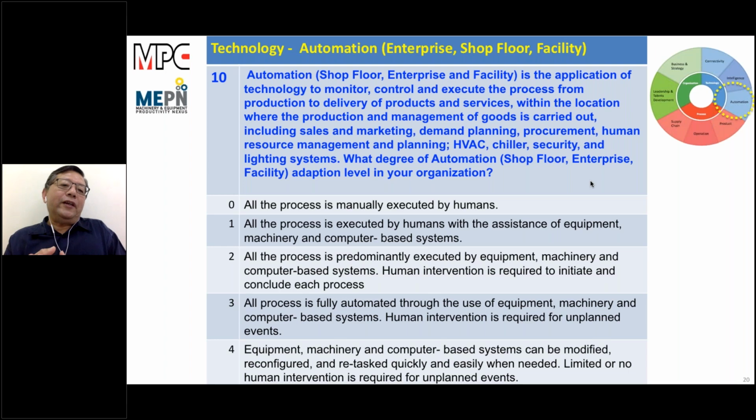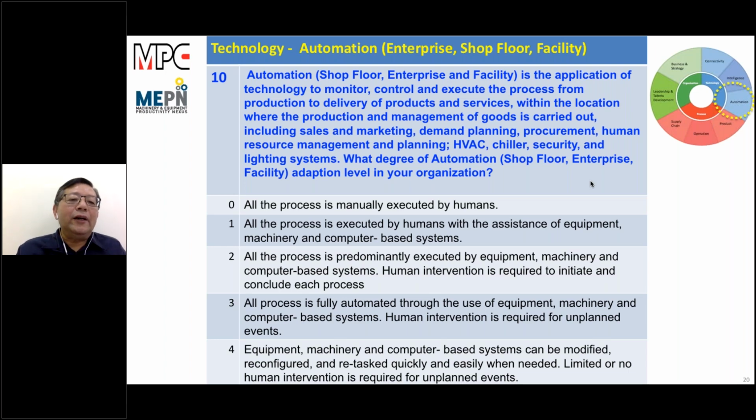Grade 0 says that all the processes are manually executed by human. That means indirectly you are telling me that your manufacturing or your whole organization doesn't have automation, all 100% manual. So this one is labor intensive. Number 1 is all the processes are executed by human with the assistance of equipment, machinery, and computer-based systems. I think most of the Malaysia SMEs fall in this category.